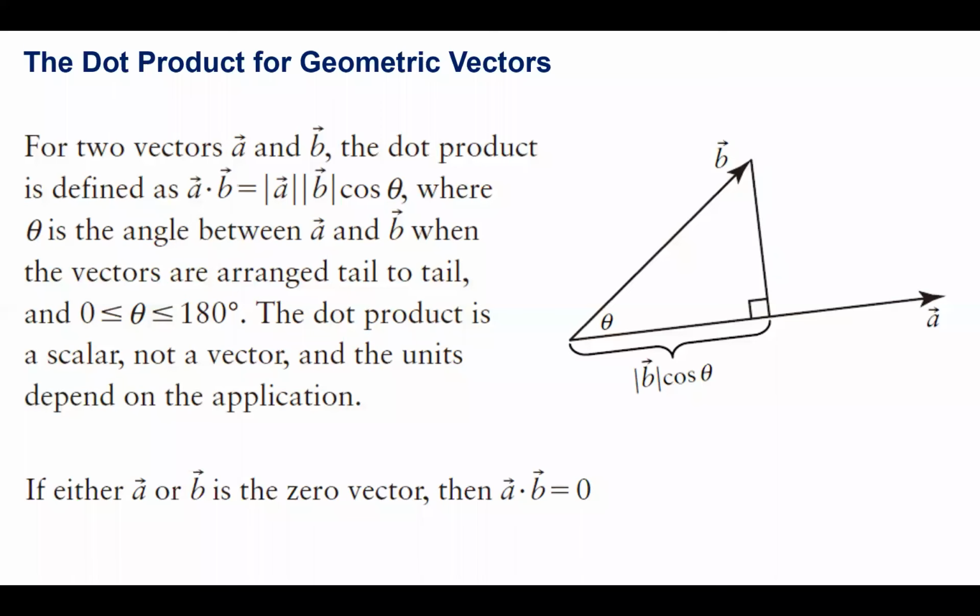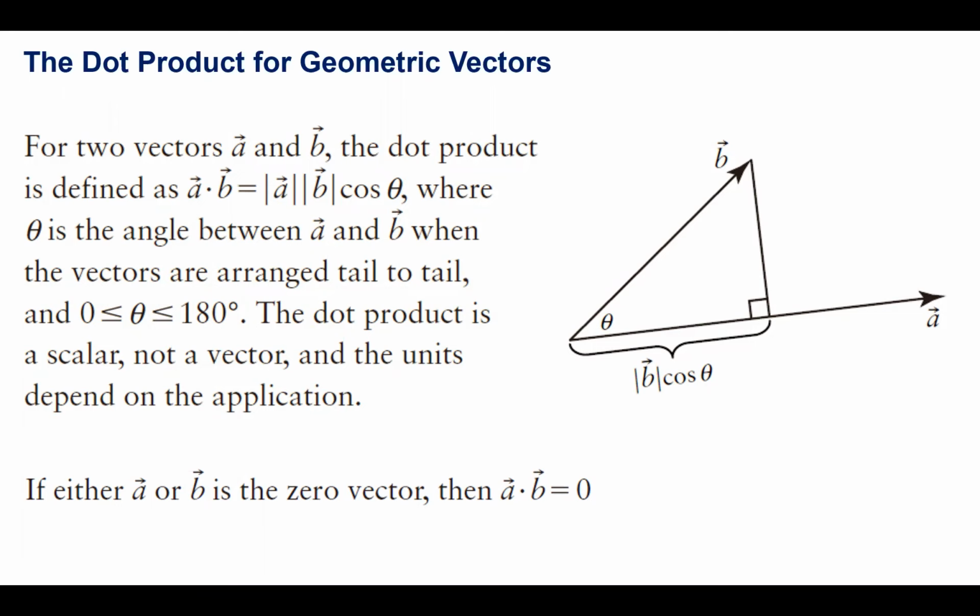Okay, first of all, let's have a look at the concept of the dot product for geometric vectors. For two vectors A and B, the dot product is defined as dot product of A and B equals the magnitude of A times magnitude of B times cosine theta, where theta is the angle between vector A and B when the vectors are arranged tail to tail. And theta is between 0 and 180 degrees inclusive, both ends.